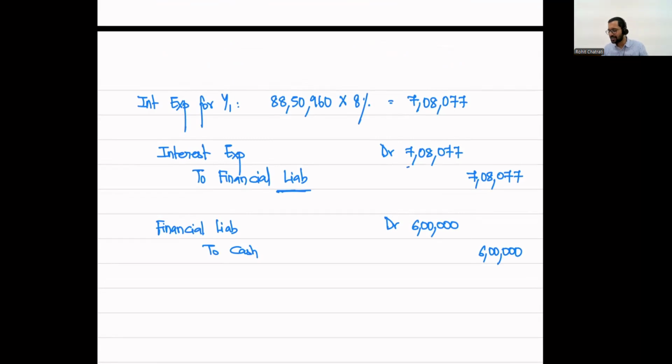My interest expense for the year is 7 lakh 8,000. Out of that, 6 lakhs is being paid. But because the interest is actually being added to my financial liability, I'm debiting my financial liability only when I'm actually making the cash payment of 6 lakh rupees. So effectively, another way of looking at it is my total interest expense for the year was 7 lakh 8,000. Out of that, I paid 6 lakhs. The remaining 1 lakh 8,000 actually got added to the amount of liability.